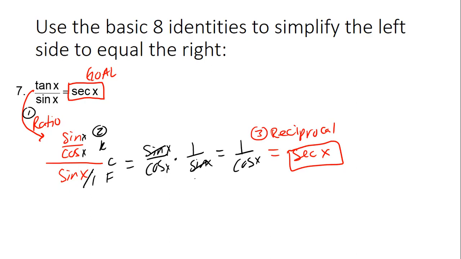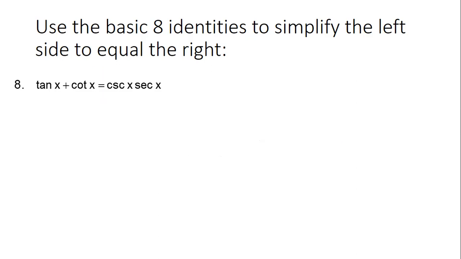Okay. All right, so this is considered level 0. How do we feel about level 0? Good? Not good? All right, we're going to move up a level. Now we're at tan x plus cotangent x equals cosecant times secant x. This is our goal. Our goal is to go from tan x plus cotangent x to secant x times cosecant x.